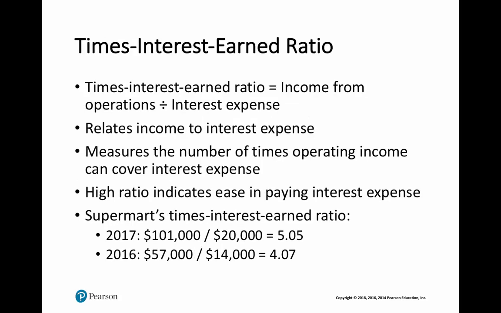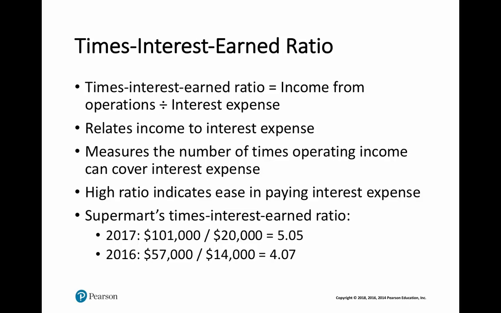The next ratio, the times interest earned ratio. Times interest earned ratio equals income from operations divided by interest expense. So it measures the number of times operating income can cover the interest expense of the business. Higher ratios indicate ease in paying interest expense. So for 17, for our supermarket company, we had 5.05, and then for 16, we had 4.07.